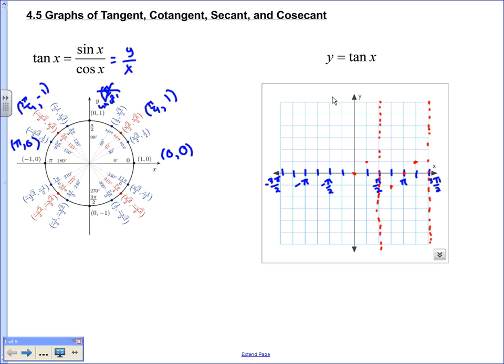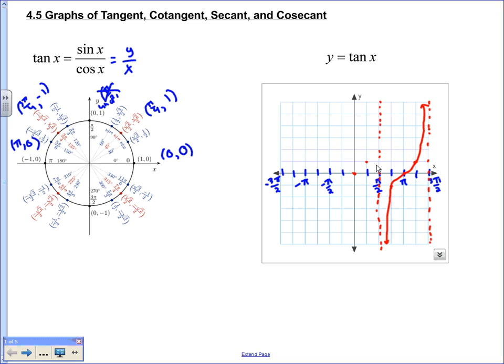Okay, so if I think about what's going on, I have two asymptotes here. And so if I start at 0, my line is going to curve up and get closer and closer to that vertical asymptote. And then going the other direction, it's going to curve down and get closer and closer to that asymptote.